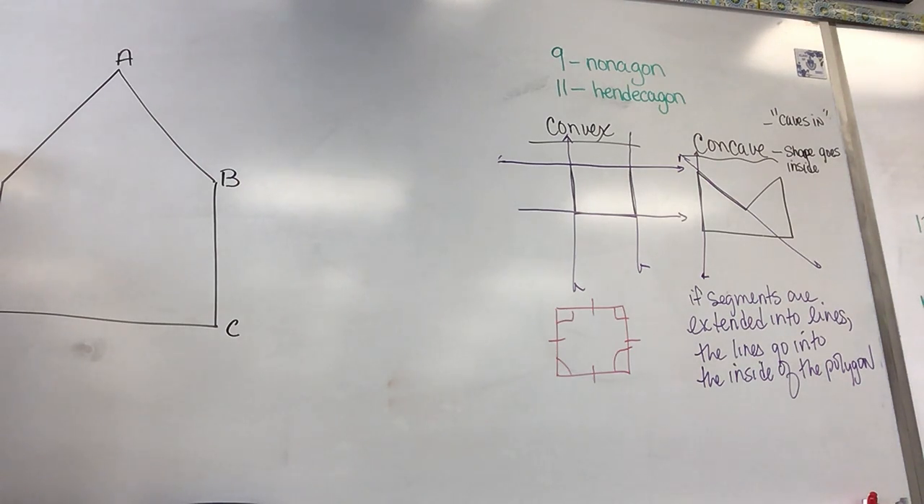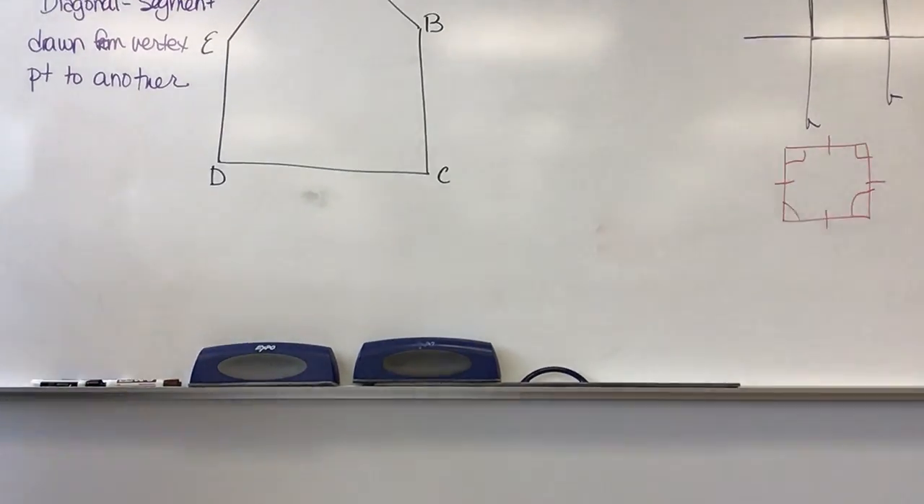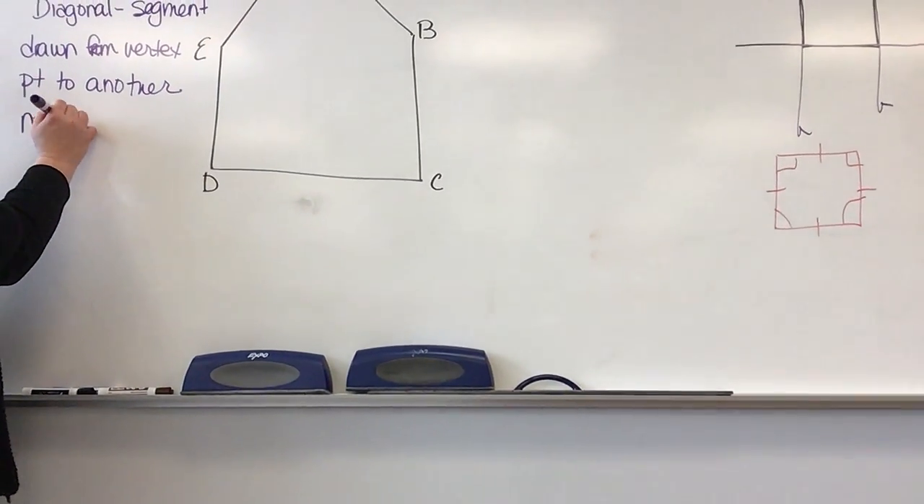is a segment drawn from a vertex point to another, and here's the big word, to another non-consecutive vertex. So what's non-consecutive?